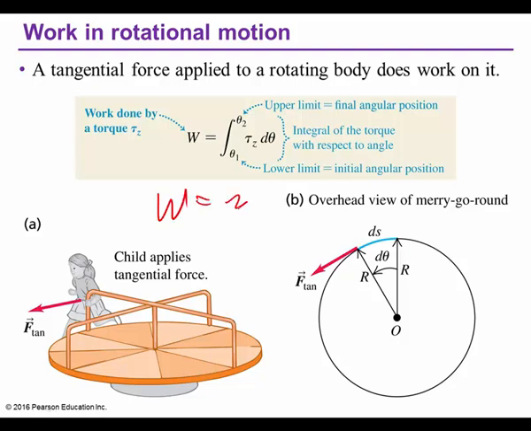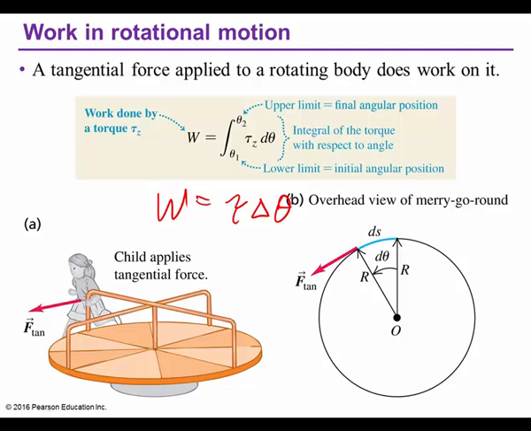You could also write it this way. Work is equal to the torque times a change in theta, which is the angle. You could write it that way if you didn't want to integrate it. Let's say, for example, the torque is constant, all right? We could write it that way. Now, here they use the example of a merry-go-round, and they show you a tangential force applied about a radius, and it's moving through an arc.